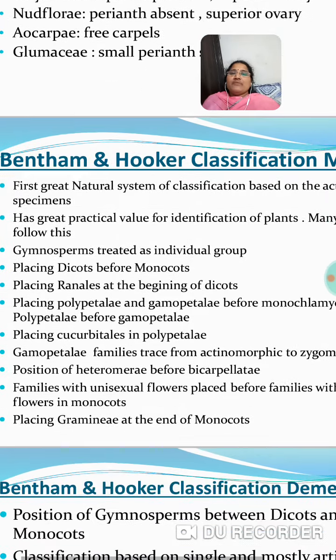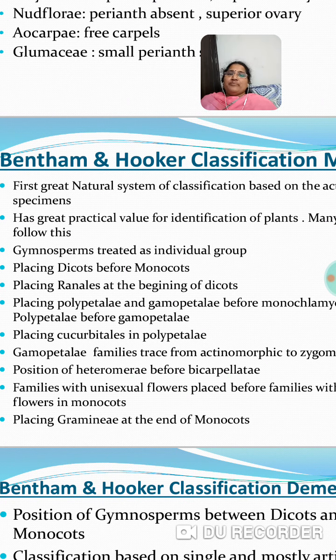Now coming to the merits of the Bentham and Hooker system of classification. Let us see the merits first, and next we will see the demerits. The first merit is that it is a natural system of classification, just like we discussed earlier. A natural system of classification means it is proposed by taking into consideration so many natural characters. The maximum natural characters are taken into consideration for the classification.